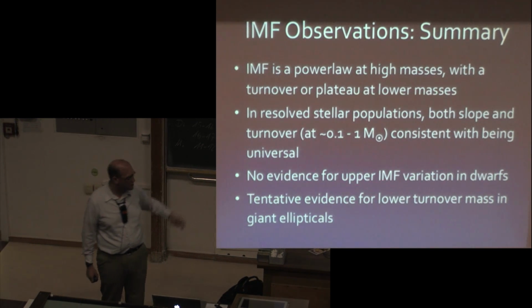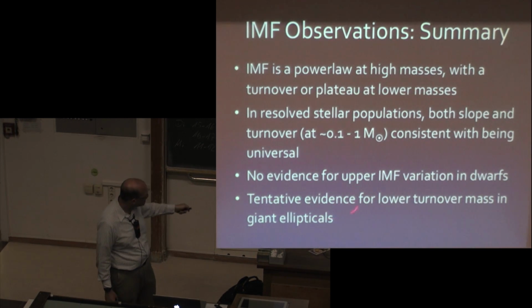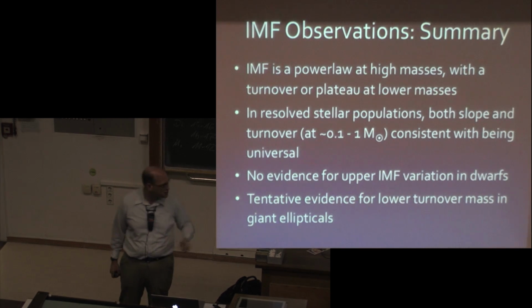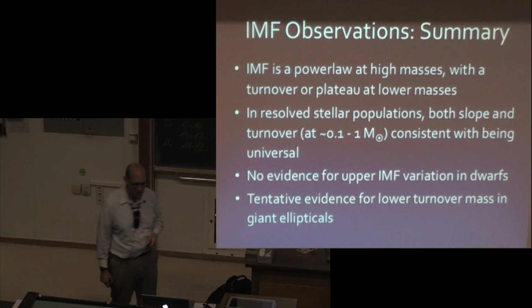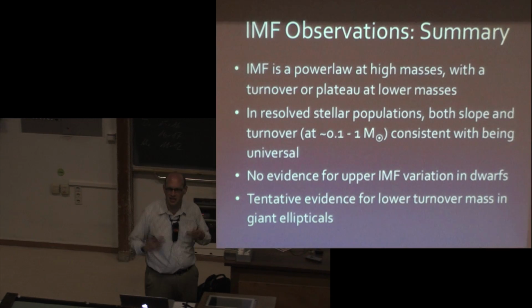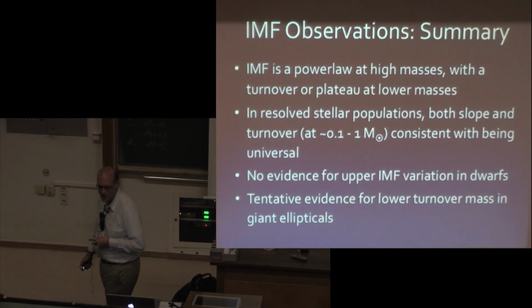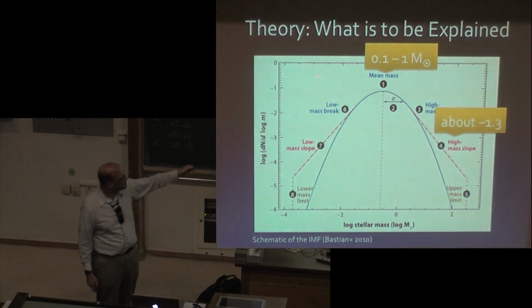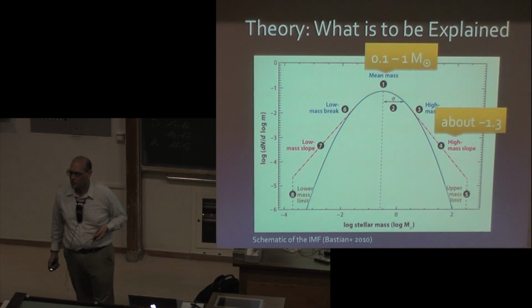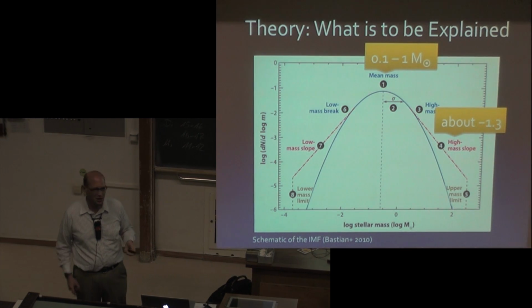There's no evidence for variations in the IMF in dwarfs, but there is some tentative evidence that the turnover mass moves to lower masses in giant ellipticals. All right, so that's the state of the observations. Now, let's see if we can make sense of it, and come up with some theoretical models that will let us understand this.